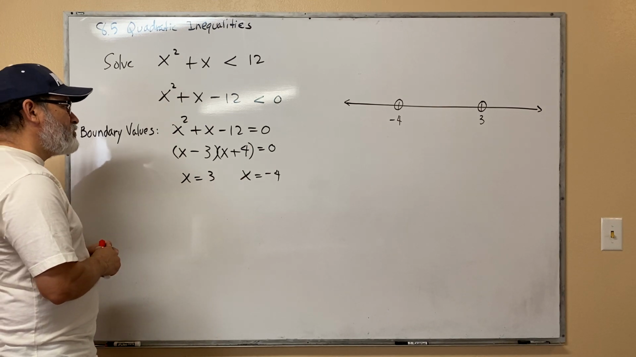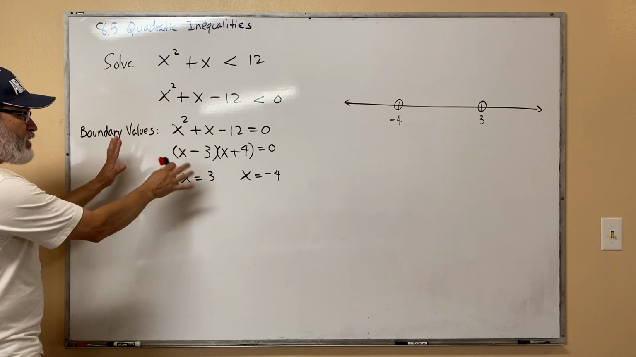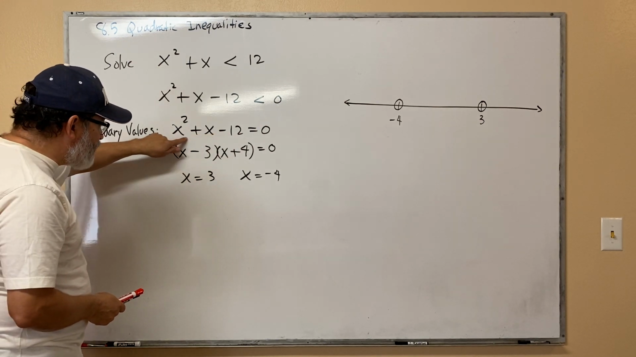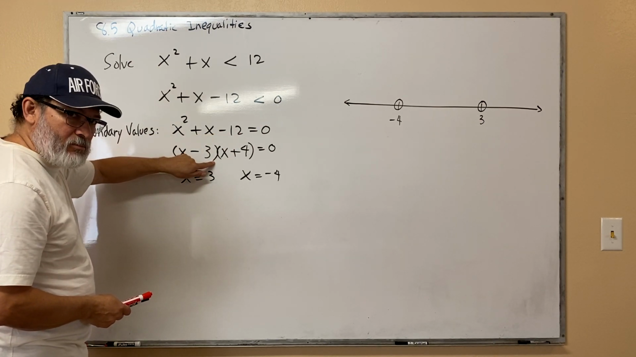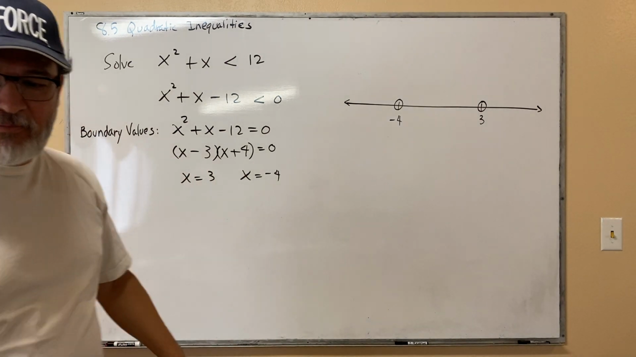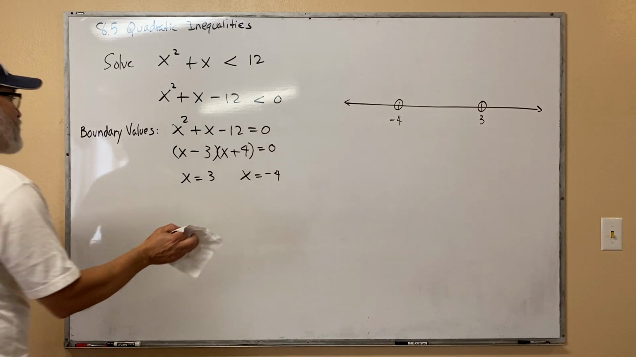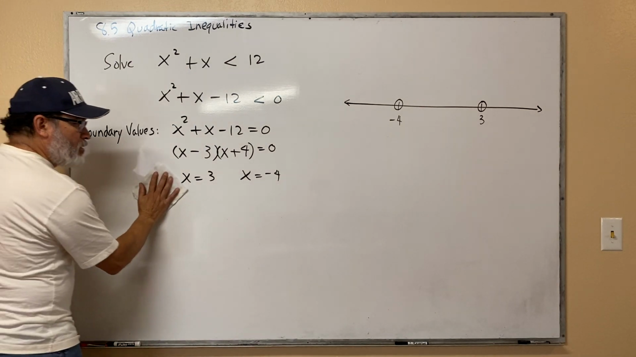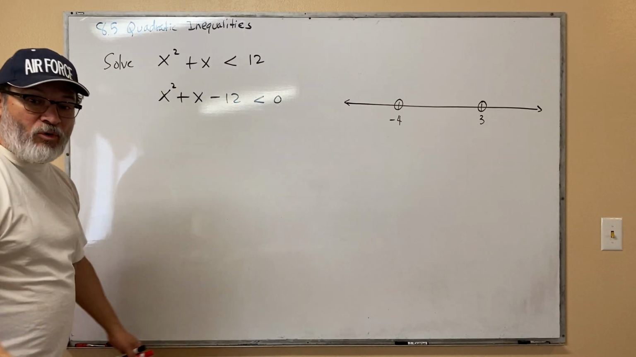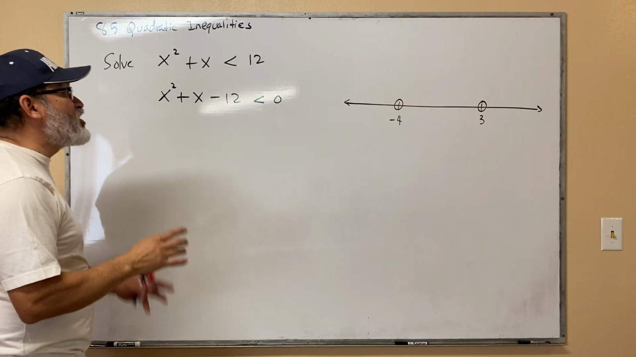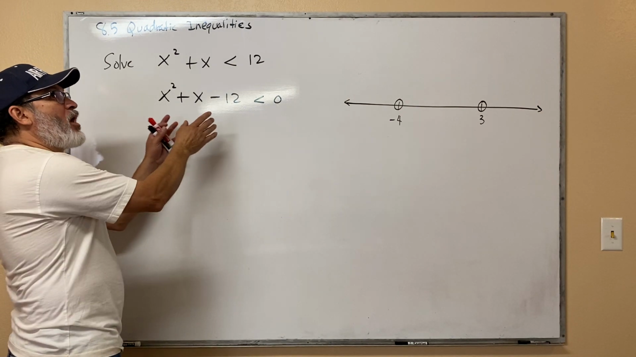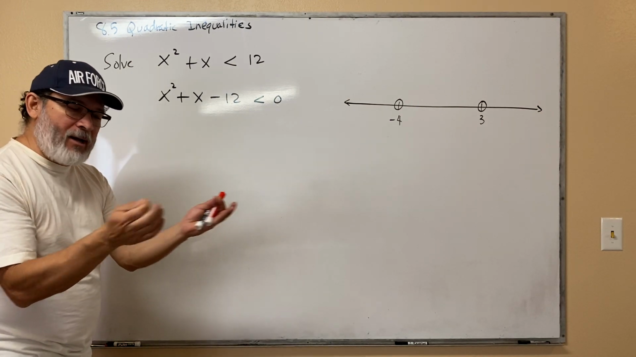Okay? So you got this, right? We found the boundary values, no problem. Now, don't forget, this one here is here. Now I'm gonna go back to the original problem. So we found the boundary values. You know how to do that, right? Now we're gonna check. And it's easier to check in the inequality that's in factor form.